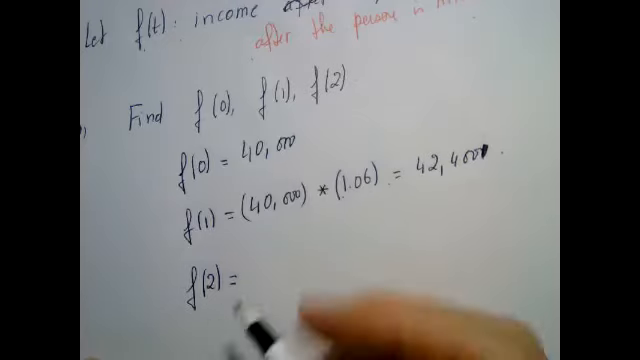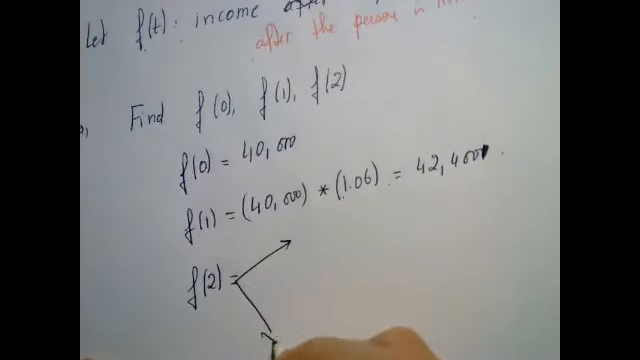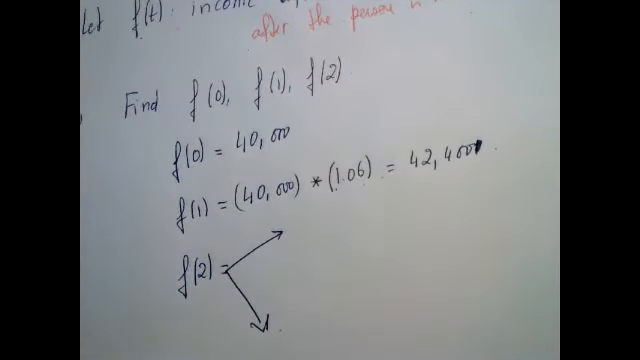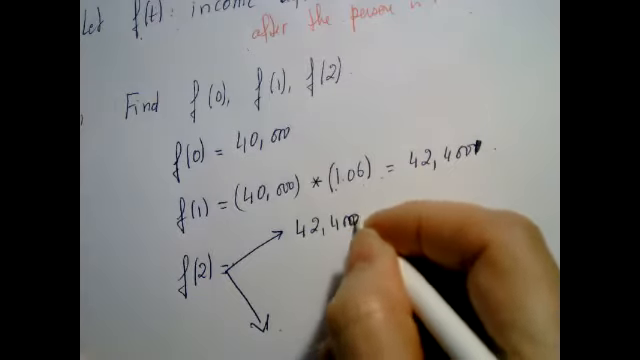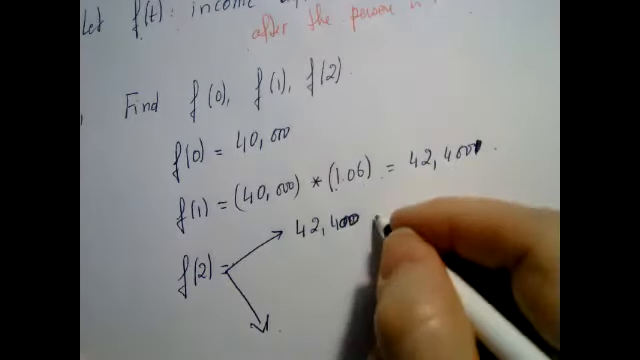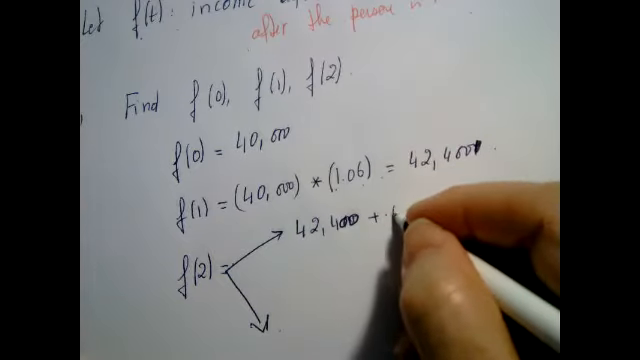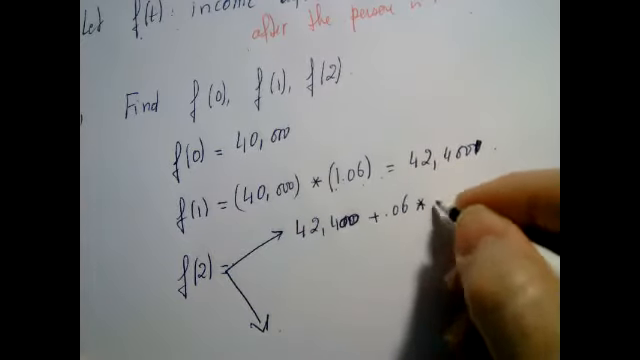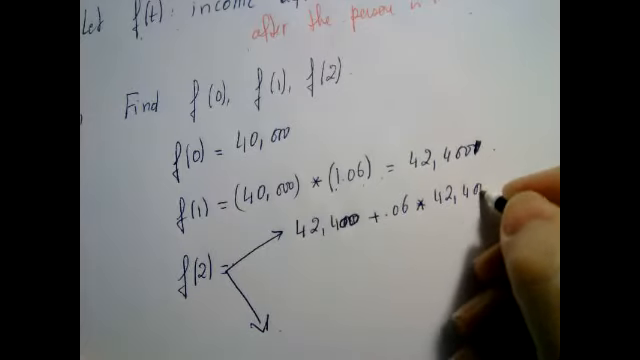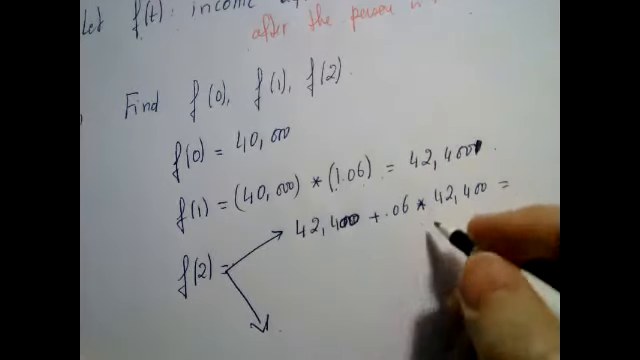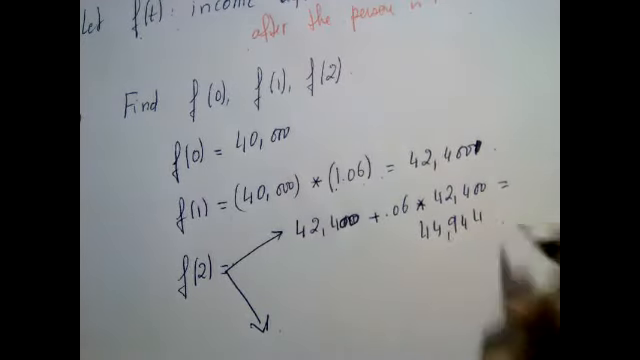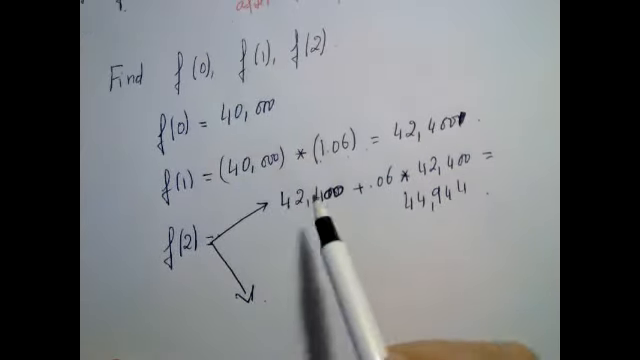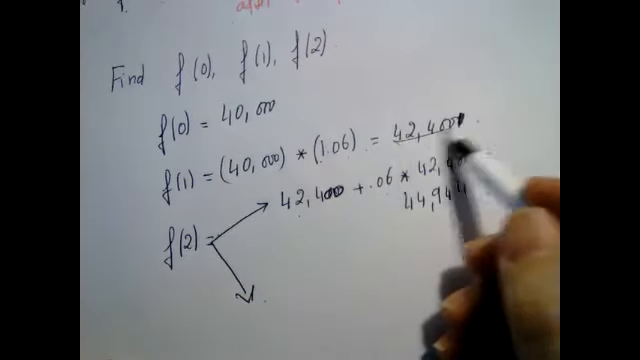Okay, I'm going to do this problem in 2 ways. Watch carefully how I'm going to do it. The first way, I say after 1 year he got another 6%. So his income is going to be his old income plus the 6% of his old income. Now, if I pick up my calculator, I'm getting 44,944. So that's one way to do it: what he made plus the 6%.